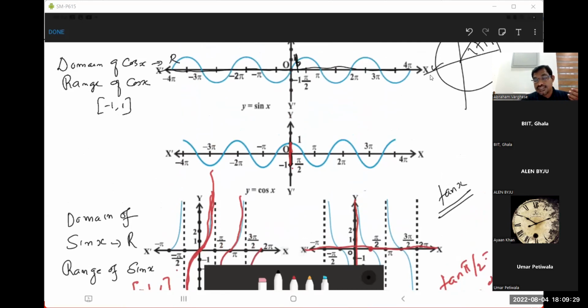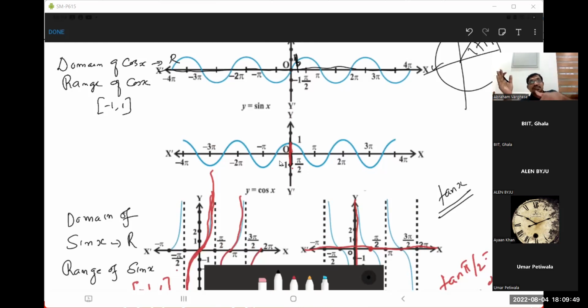So when you look at the x-axis, if you give any value for x, sin x is defined. Therefore, the domain will be real numbers. How to find the range? For finding the range, look at the y-axis. In the y-axis, the values will be mapped between -1 and 1.